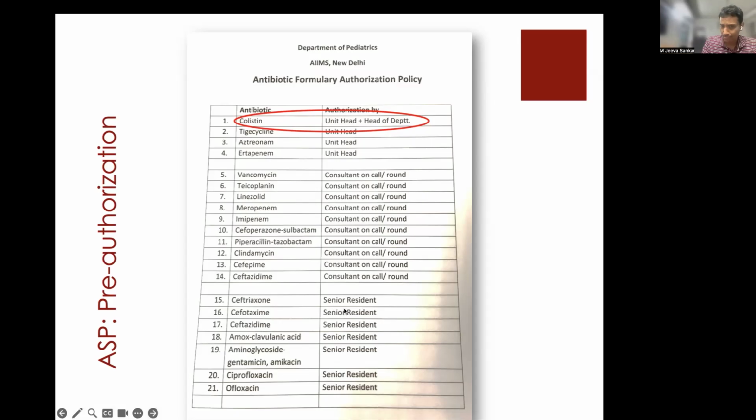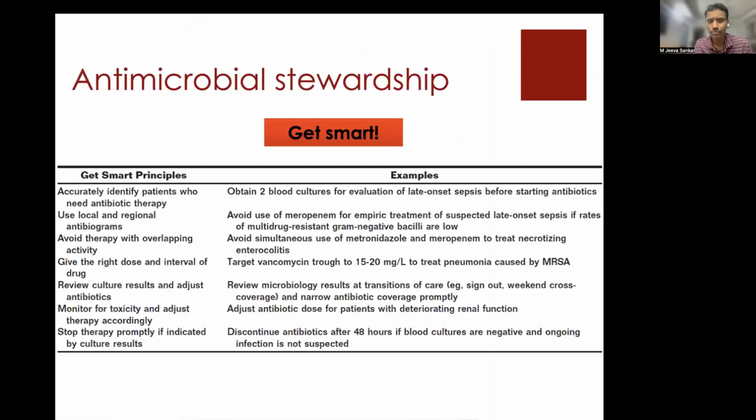At the senior resident level, you can start only ceftriaxone, cefotaxime, ceftazidime, amoxiclav, and so on. As a senior resident, you cannot start cefoperazone-sulbactam or piperacillin-tazobactam. You need permission from the consultant. And as a faculty, you need permission from the unit chief, for example, for aztreonam or ceftazidime-avibactam. And for polymyxins, you need permission from the unit head. If you have an ASP team, then instead of this, you can replace it with the ASP team. But otherwise, within the department itself, you can have such levels of authorization that will make sure that you don't indiscriminately use polymyxins, for example, and you don't indiscriminately use ertapenem or aztreonam, for example.